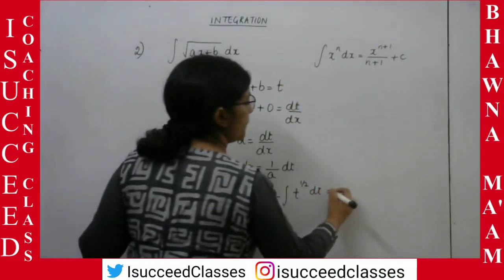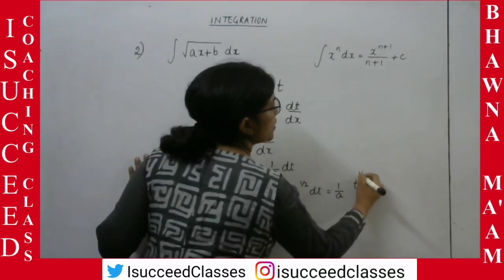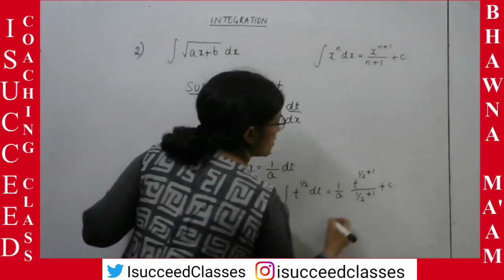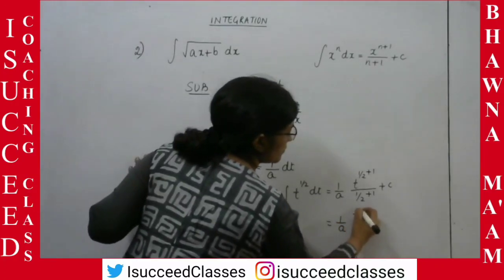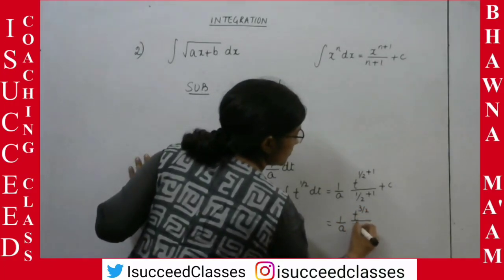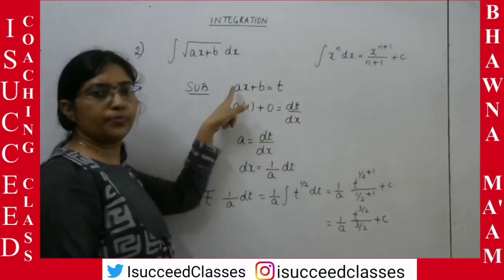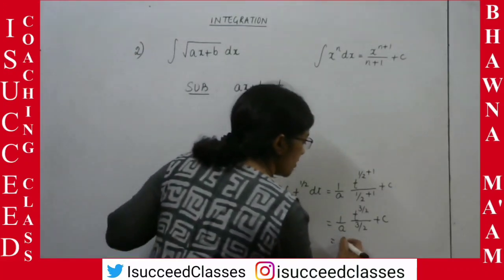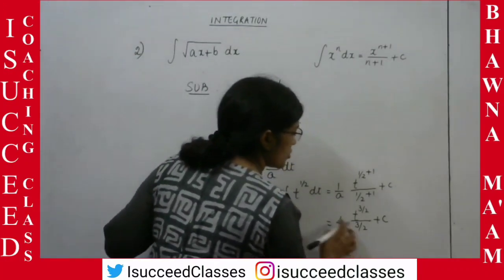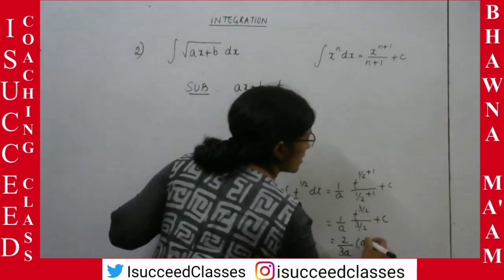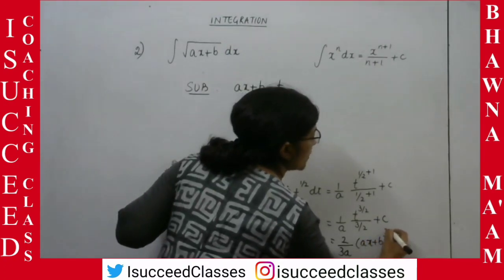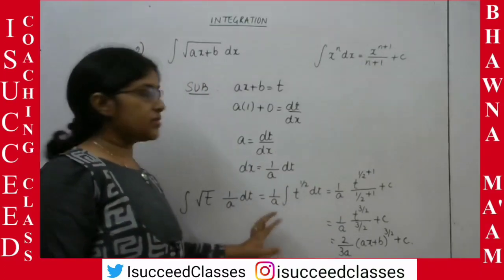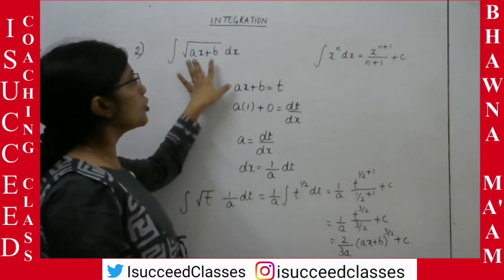Apply the formula. T raised to half plus 1 upon half plus 1. And let's put back the value of t. So this becomes 2 by 3a, taking this 2 here, and this is ax plus b raised to 3 by 2. Fine. This is the integration of root of ax plus b dx.